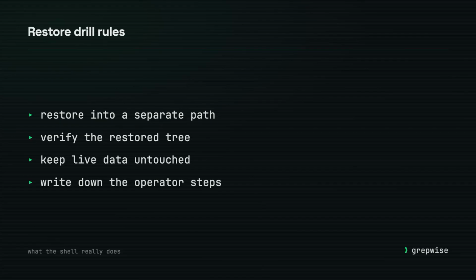Pick a clean target, restore the snapshot, compare the expected paths, and prove an operator can find the files under pressure. Do not restore over the live source during a drill. That hides mistakes and can turn a test into data loss. Clean restore targets make evidence clear. This file came from the snapshot, not from the live system.